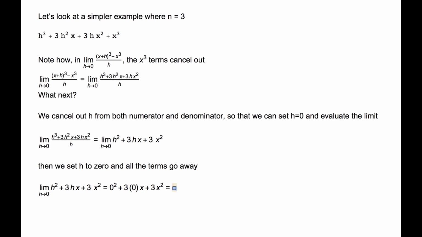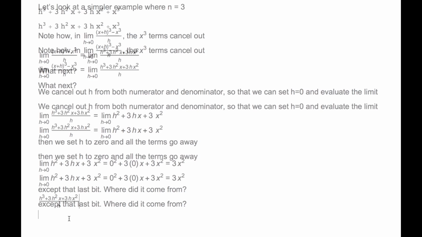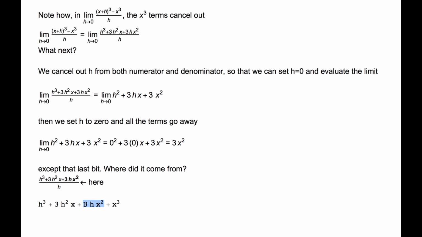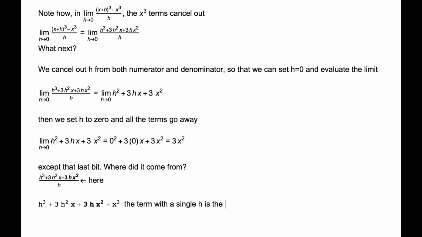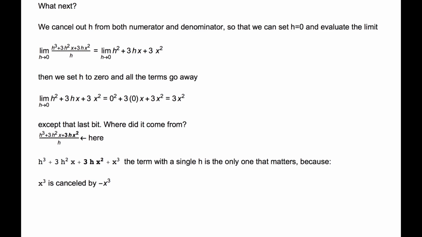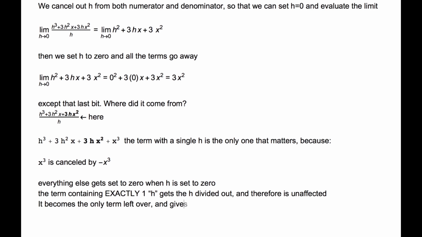So we set h to 0 and then all the terms go away except for one, 3x squared. Well, where did it come from? It came from back here. It was the term that contained exactly one h. And in fact, that's the only term that matters because the last term, x to the 3, is cancelled out by the negative x to the 3 later on, and everything else just gets set to 0 when h is set to 0. The term that contains exactly one h gets the h divided out, and therefore doesn't get affected later when h is set to 0 because it doesn't have an h in it. So it becomes the only term left over, and it is the one that gives the derivative.